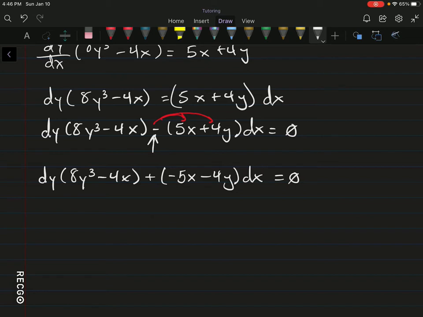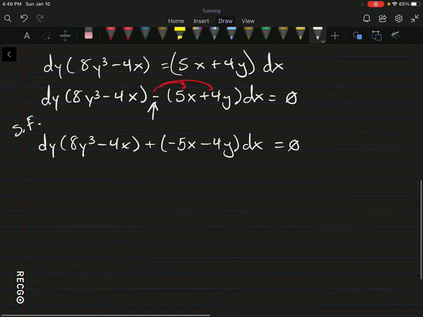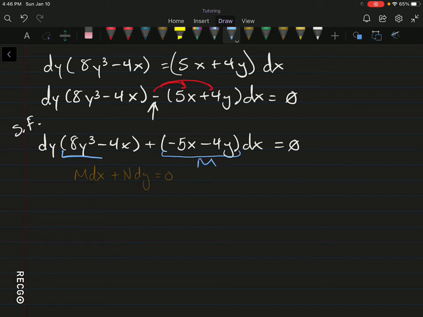Like so. Okay, now this here now meets standard form, which means we can start checking for exactness. So if we look back at our standard form was M dx plus N dy is equal to 0. So the parentheses that's in front of our dx, which is here, is going to be our M, and the parentheses that is attached to our dy is going to be our N.